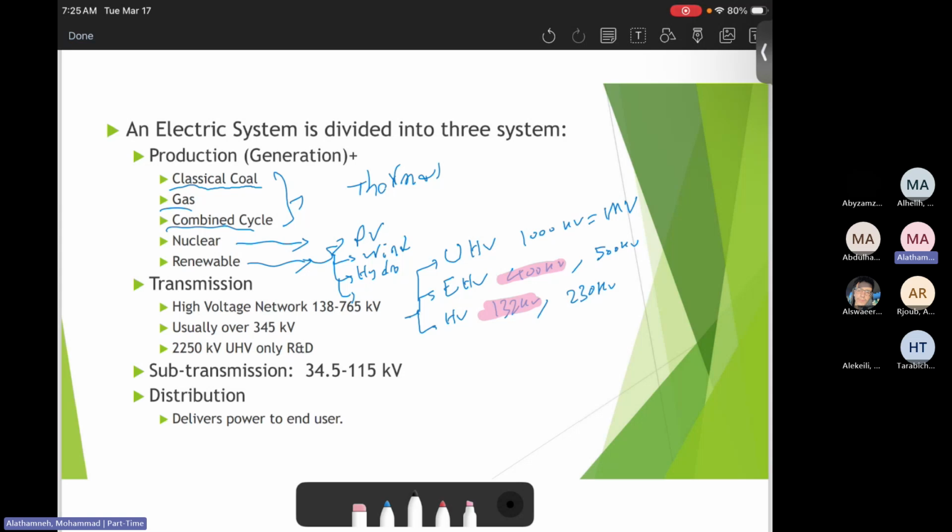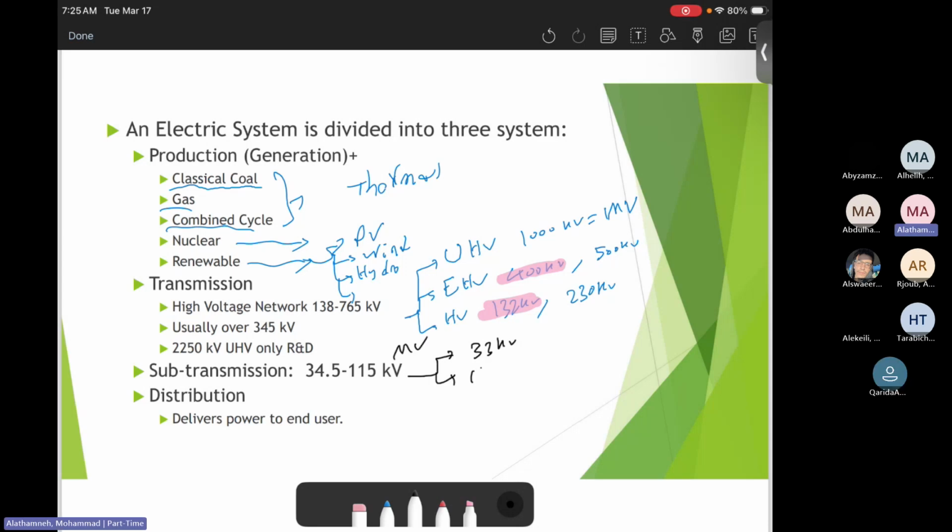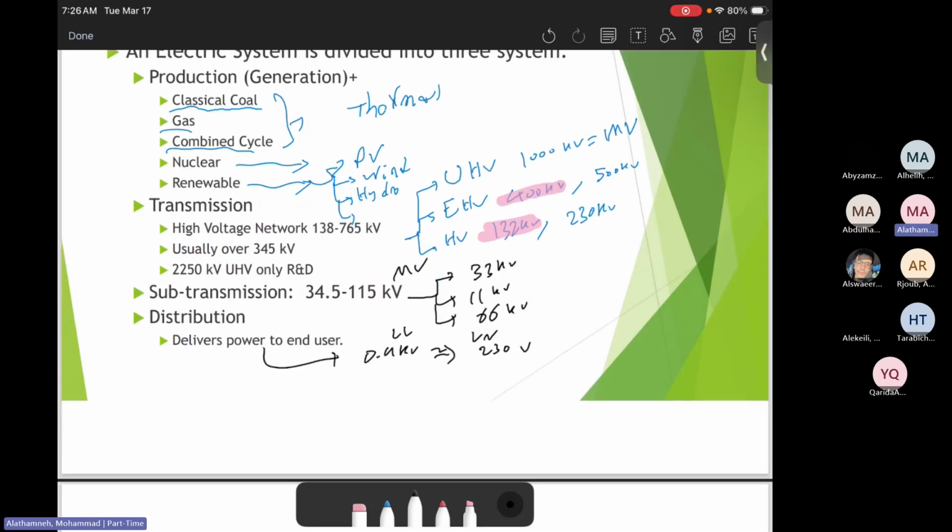And the other thing is the sub-transmission. It can be 33 kilovolts, which is basically the medium voltage, or 11 kilovolts. Sometimes there's something like 66 kilovolts, but this is very rare. Then the last thing is the distribution, which is 0.4 kilovolts, or in other words, line to line, and line to neutral is 230 volts. That's in our system in Jordan.